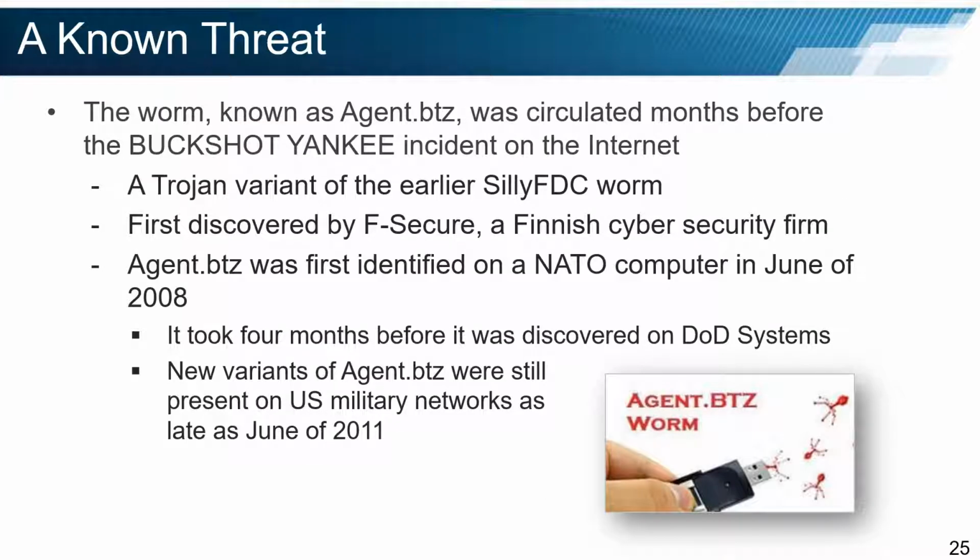A known threat. The worm, known as Agent.btz, was circulated months before the BUCKSHOT YANKEE incident on the internet. Agent.btz was a Trojan variant of the earlier SillyFDC worm. It was first discovered by F-Secure, a Finnish cybersecurity firm. The worm only became a threat to military networks in June of 2008 when it was first identified on a NATO computer. It took 4 months before it was discovered on DoD systems, where the response was rapid and briefed to the highest levels of government.